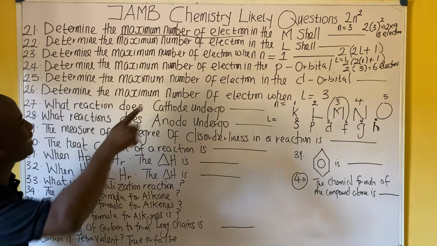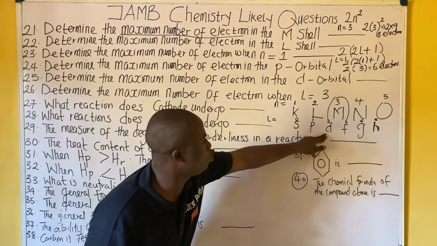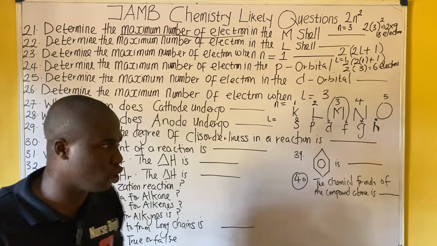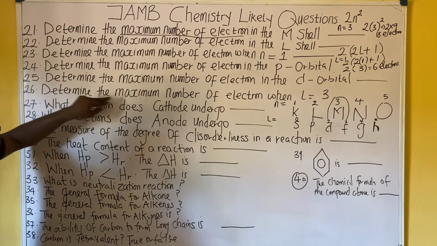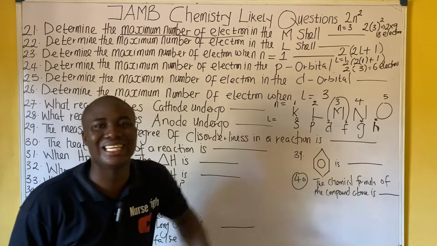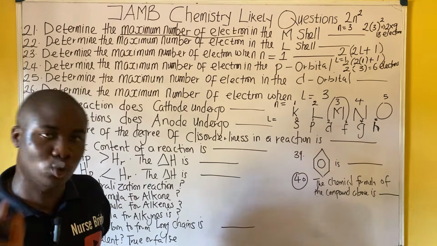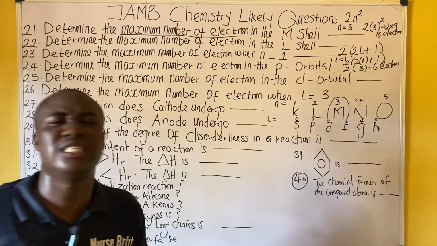So you should solve for d for me. Determine the maximum number of electrons in the d orbital. So you look for the d orbital and the L is 2. So solve based on that. It's very simple. It's not difficult. So 26 you should solve as well. Determine the maximum number of electrons when L is 3. They just gave us L to be 3, so solve that as well. They did not stress you, they just gave you L. Solving for the maximum number of electrons when L is 3 is very simple.